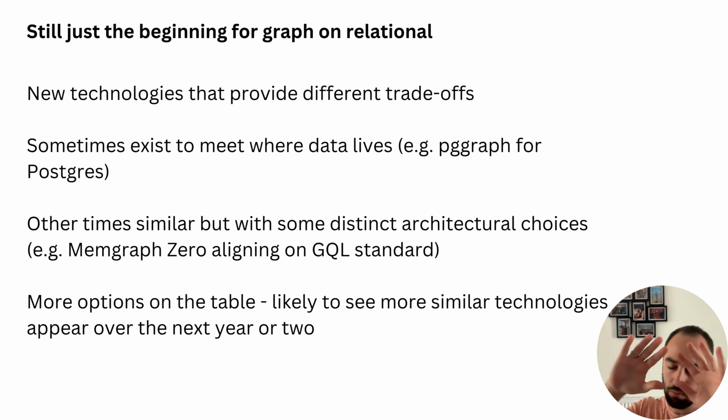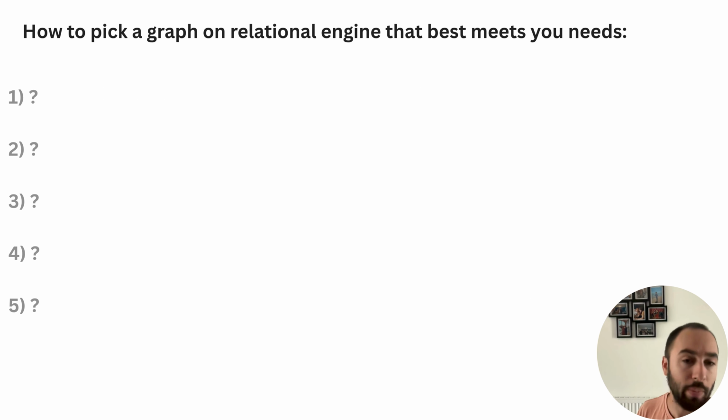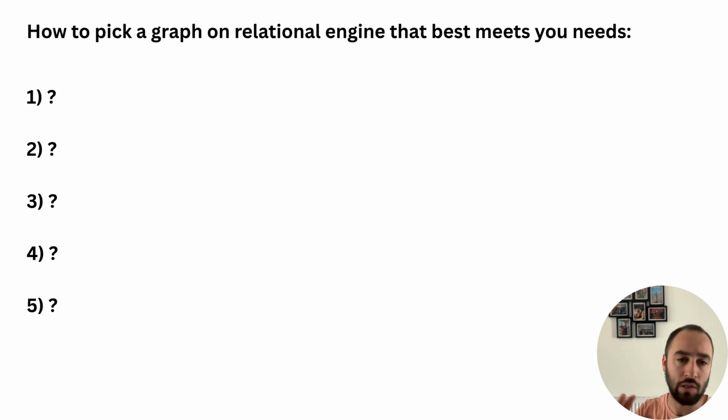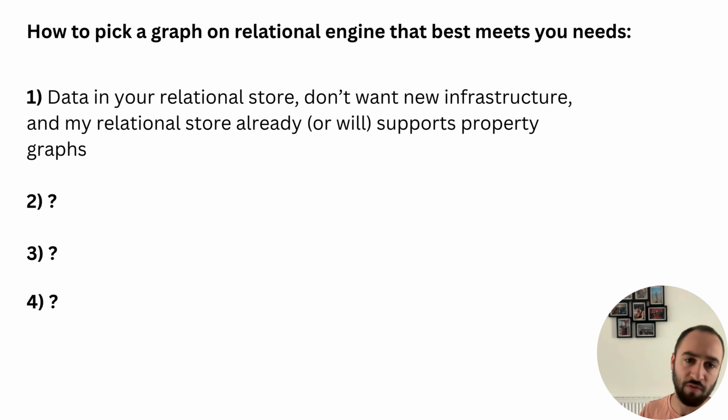And so now we've covered a lot of these things. Let's just talk about where that leaves you. Let's just do a quick decision tree. So I'm going to propose five buckets of decision here. Number one, data lives in SQL, and you want graph without new infrastructure. Graph-on-relational is a pretty good fit, provided that you are already on a technology that supports it.